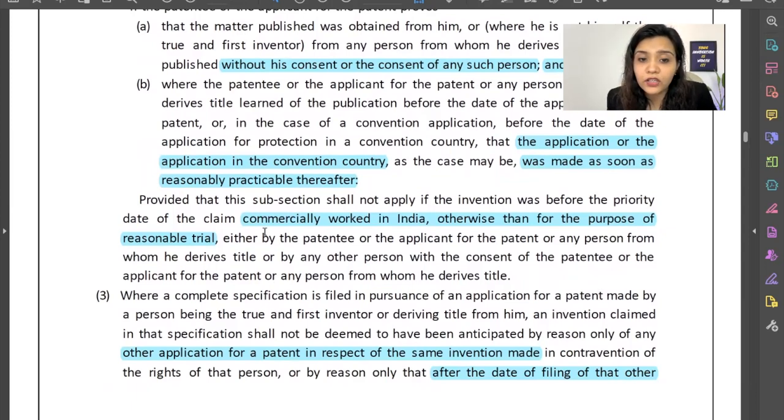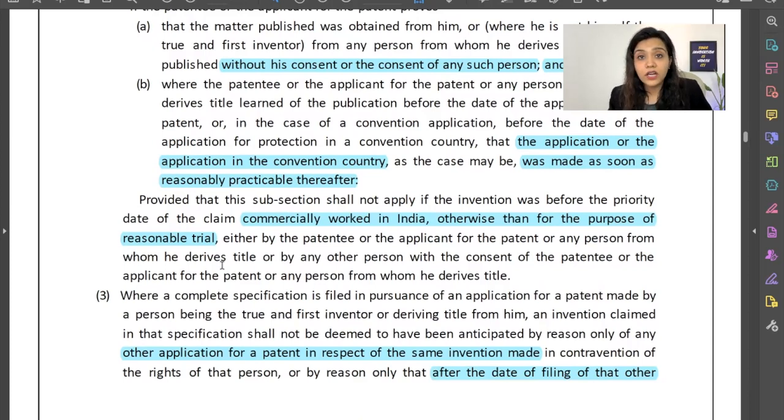So this proviso specifically says that the subsection shall not apply if the invention was, before the priority date of the claim, commercially worked in India otherwise than for the purpose of reasonable trial. If it was for the purpose of reasonable trial, that is okay. But if it has been worked commercially, then I cannot get a patent on it.